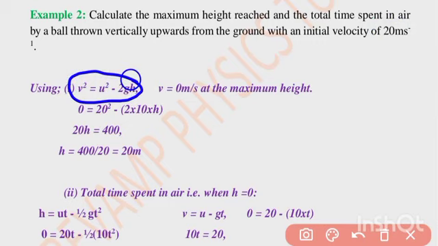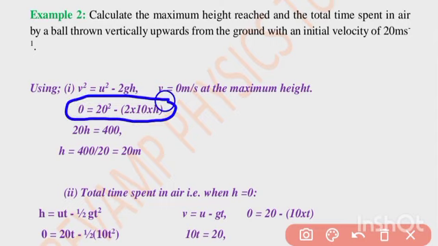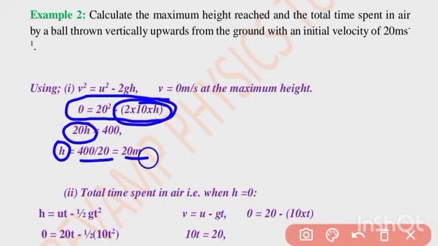Now since our final velocity will be equal to 0, we make the necessary substitutions into this equation, and we have this. Our 20 squared will give us 400, and taking this part of the equation to this side, that's why we have a 20h, and making h the subject of the formula, we have the value of our h equal to 400 divided by 20, which is 20 meters. So the maximum height reached by the object, projected with an initial velocity of 20 meters per second, is 20 meters.